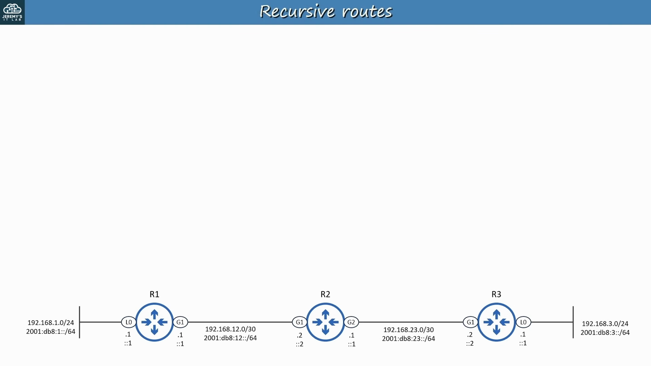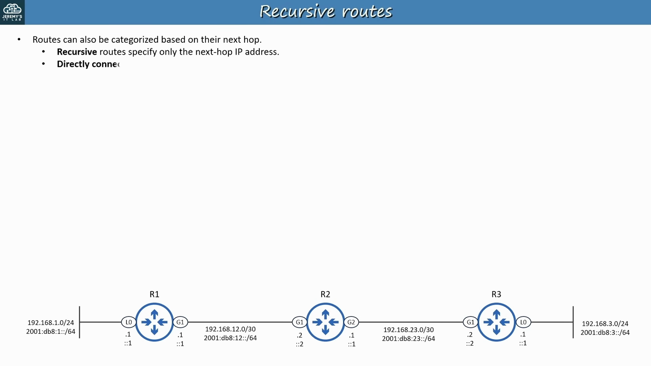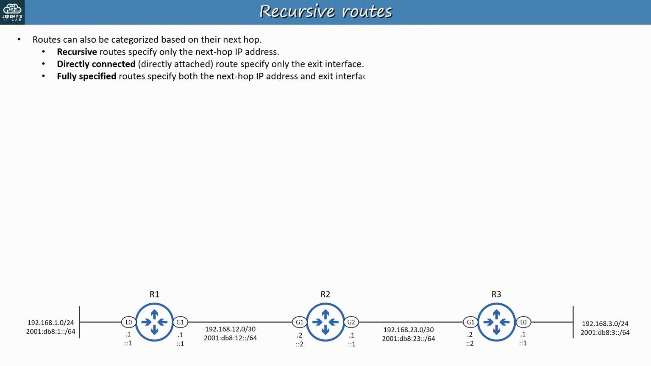So, routes can be categorized based on their destination, but they can also be categorized based on their next hop. There are 3 kinds. Recursive routes specify only the next hop IP address. Directly connected routes, also called directly attached routes, specify only the exit interface, the interface that will transmit the packets. And fully specified routes specify both the next hop IP address and exit interface.